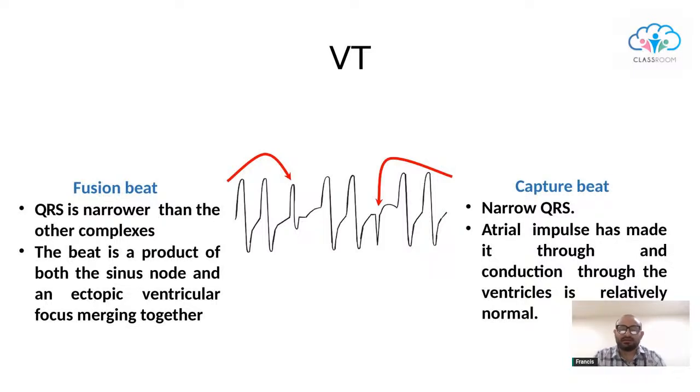Another pathognomonic feature of ECGs of VTs are fusion beats and capture beats. A fusion beat is narrower than a normal complex. It is a product of both the sinus node and the ectopic ventricular focus merging together. And the capture beat again is a narrow QRS complex. But here the atrial impulse has made its way through and it has gotten conducted to the ventricles normally, resulting in what is almost a normal looking QRS complex.